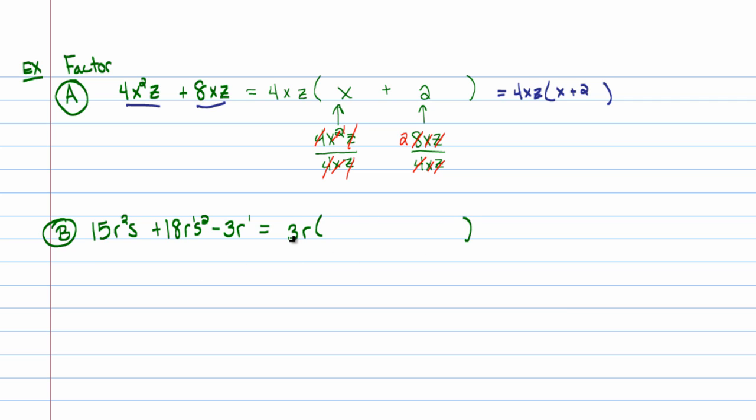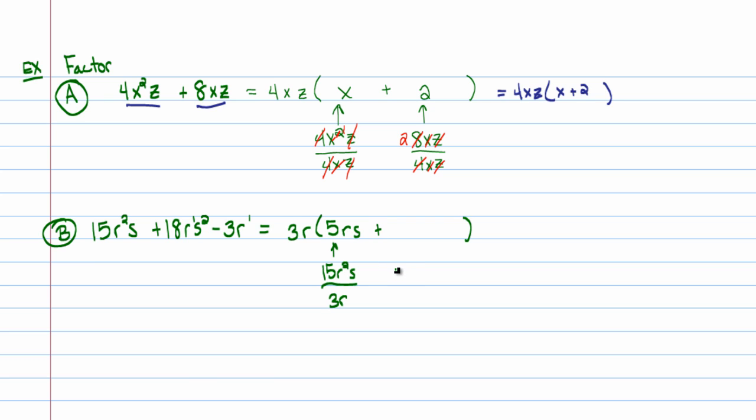Once I'm done factoring out 3 times r, I will then ask myself, okay, in this first position here, there was a 15 r squared s. By the way, I'm not going to go this slowly for very much longer. That's what was there. We are dividing out or factoring out a 3r. So I see 3 goes into 15 5 times. r goes into r squared r times, and the s is still there.